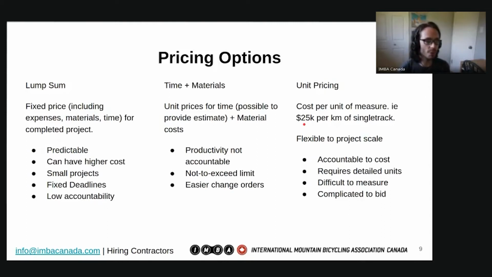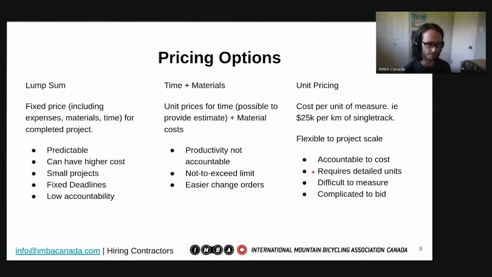But that extra risk is typically taken up by the contractor. So you may find that the pricing is somewhat higher for a project that uses unit pricing because of that. Some of the benefits are that it's accountable to cost, but it requires detailed units.